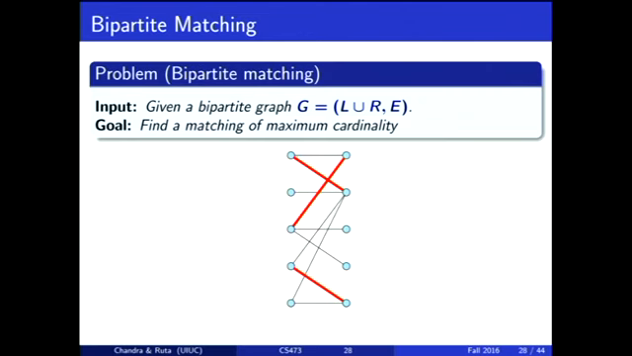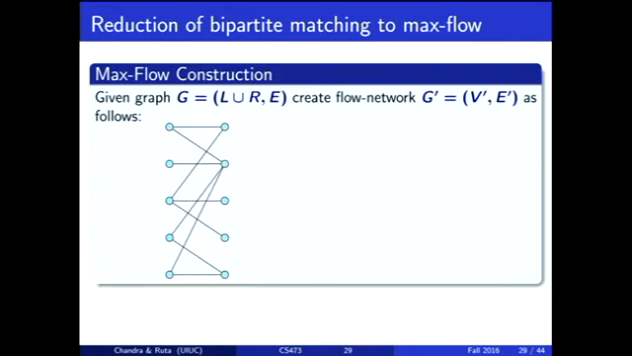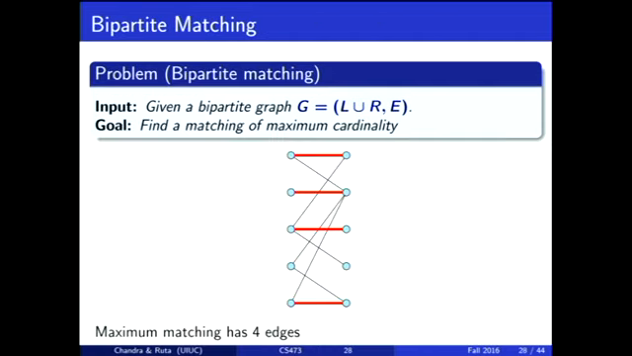So that is what it means. In this graph, this is a matching of size 3, and you can do better, this is a matching of size 4. So what you want to do is compute, given a bipartite graph, the matching of largest size. That makes sense?